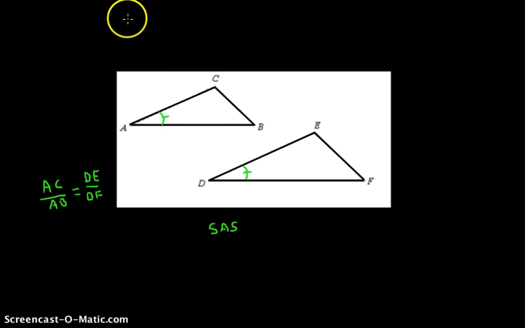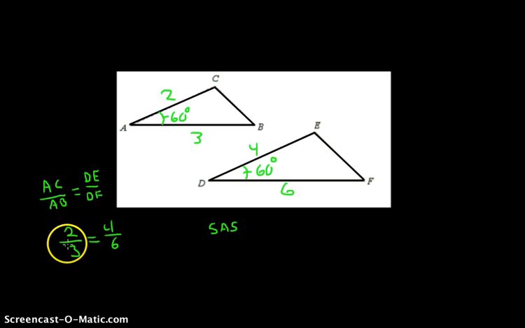So let's say that this is 2, this is 3, and this is 4, and this is, let's say, 6 there. And you have that this is equal to 60 degrees, and that's equal to 60 degrees. So with SAS similarity, you would go, okay, 2 over 3 is equal to 4 over 6. And because 4 over 6 is equal to 2 over 3, and the angle in between is 60 degrees, these two triangles are going to be similar because of SAS similarity.